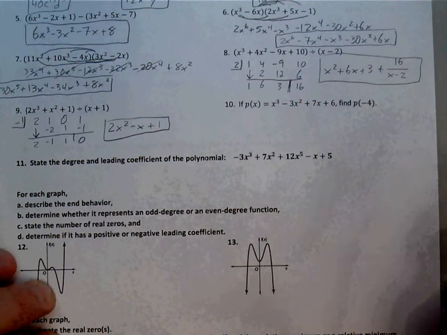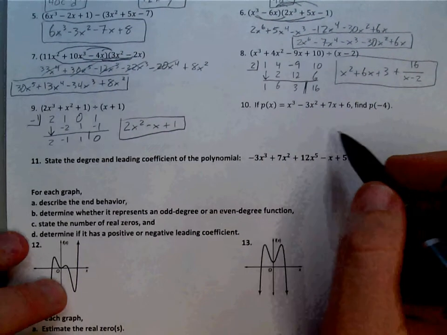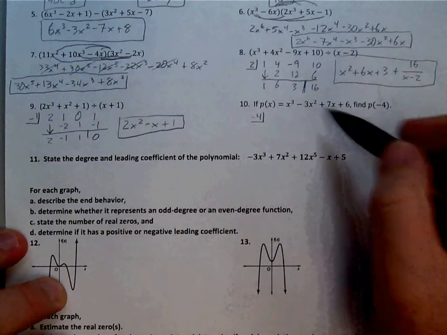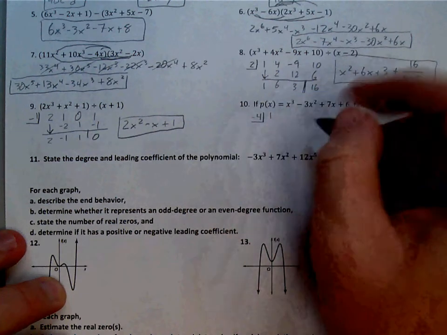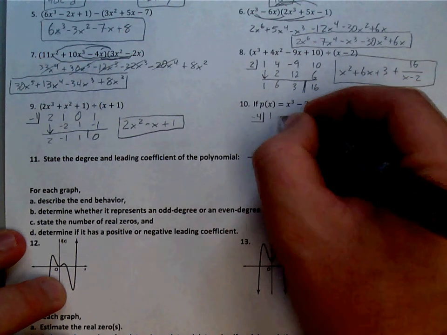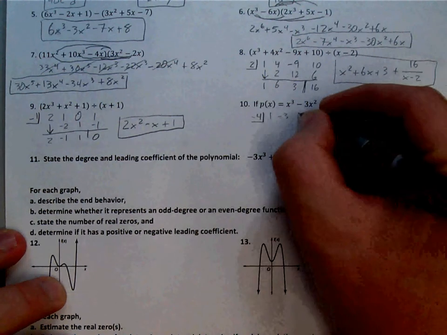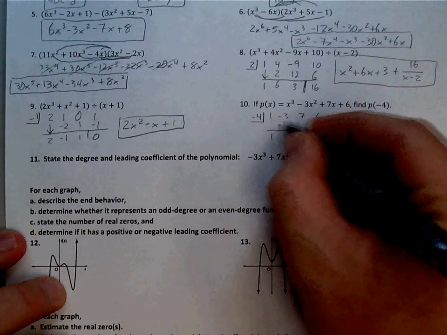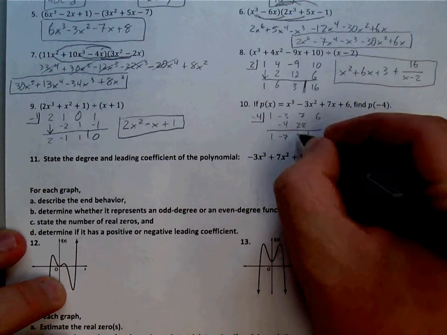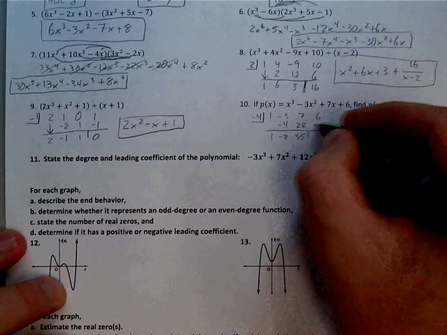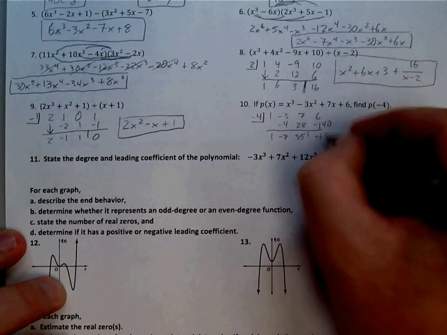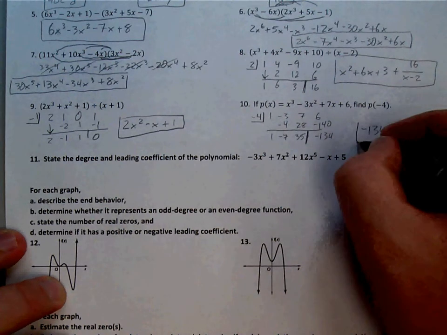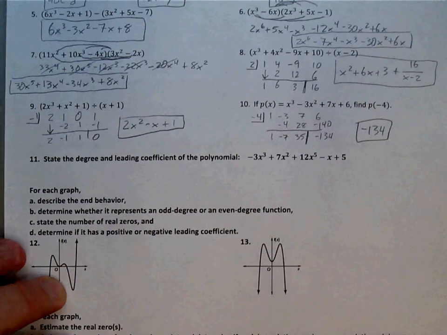Number 10, we can do either direct substitution or synthetic substitution. I'm going to do synthetic substitution. So it's just like synthetic division, except I only care about the remainder. X cubed, x squared, x, constant, there were no missing terms, so no zeros. 1, negative 4, negative 7, positive 28, positive 35, negative 140, so negative 134. So negative 134 should be our answer. Did that fast, hopefully I didn't make a mistake.